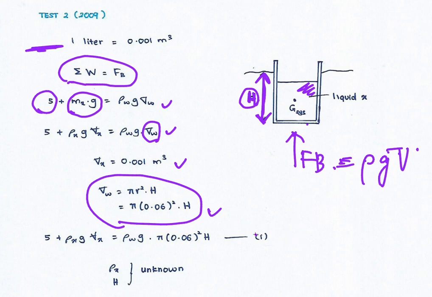Then we substitute into this equation, this is the equation that we have here, but we still don't know the value of rho x here, and also we don't know the value of H. But it is okay because as engineers, we could create another equation and then do the simultaneous solution to find the value of rho x and the value of H.